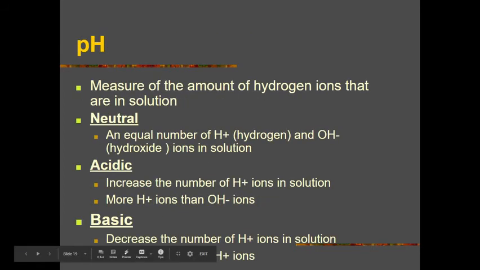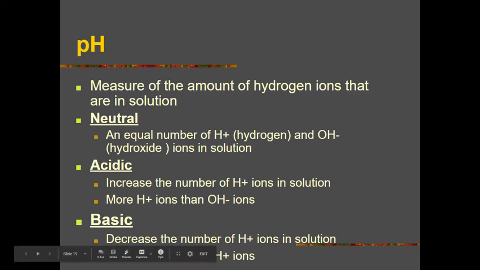When we have solutions, we can measure them according to their pH. And pH has to do with the amount of hydrogen that's in the solution. If we have a neutral solution, it means that hydrogen and hydroxide are equal. Now, if we have a hydrogen and a hydroxide and we put those together, we end up with H2O. We end up with water. So water is neutral because it's going to have equal amounts of hydrogen and hydroxide.